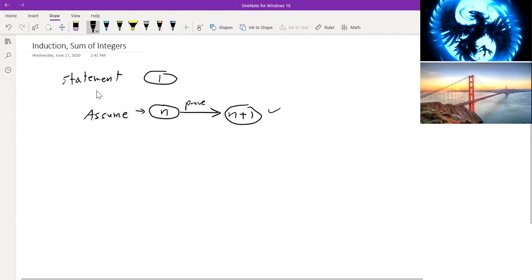So a lot of teachers, when they first teach induction, they always talk about how it's related to dominoes, because when you push one domino down, you just cause the other dominoes to fall. That's a really bad drawing, but these are dominoes.